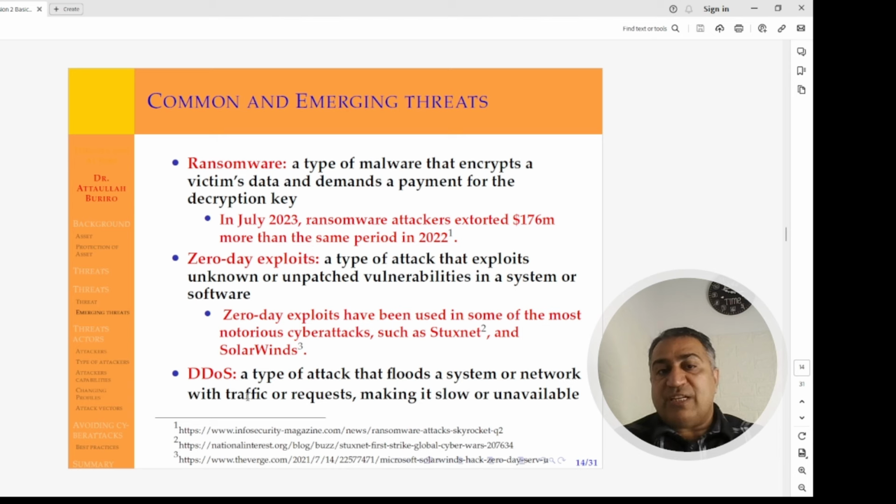DDoS is a distributed denial of service attack. Okay, this is a type of attack that floods a system or a network with traffic or requests, multiple requests from multiple nodes, for example, maybe zombies. They are sent to a particular server with the aim to slow it down or make it unavailable. Okay, this we call a DDoS attack.